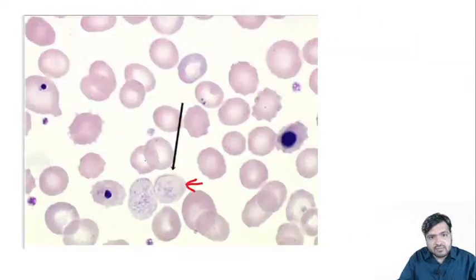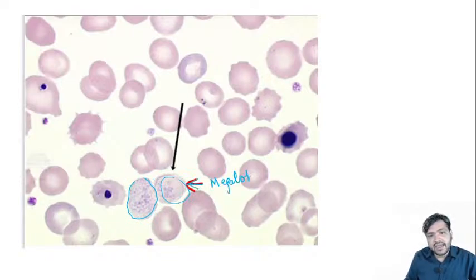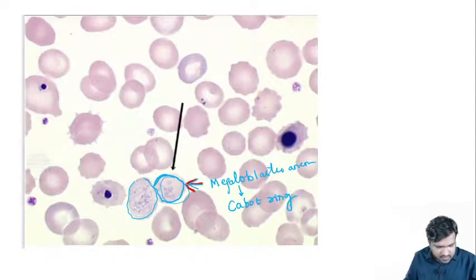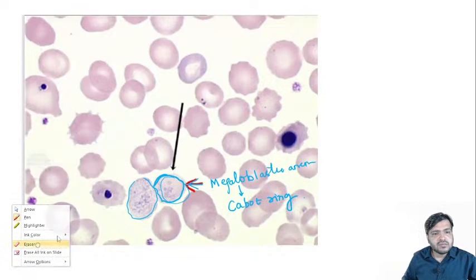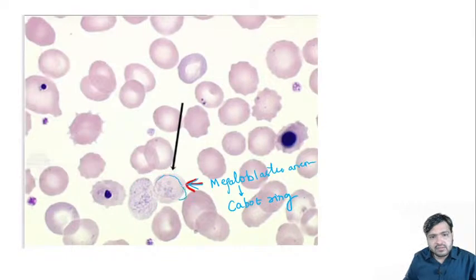Apart from that, guys, one very important ring that you will be able to appreciate over here is the Cabot ring, and it is characteristically a feature of megaloblastic anemia. So whenever this particular image comes and you are able to see a ring-like structure, that is megaloblastic anemia. This ring-like structure is the Cabot ring, guys. This is the Cabot ring.